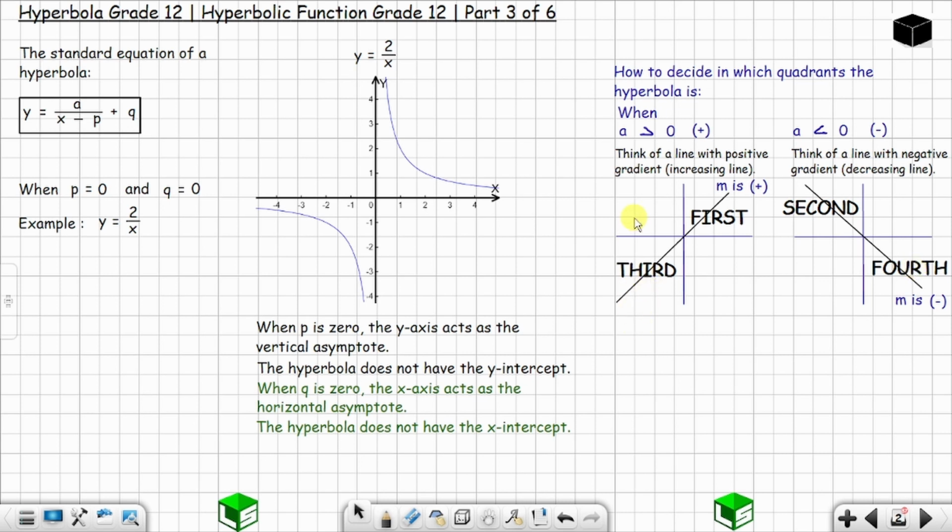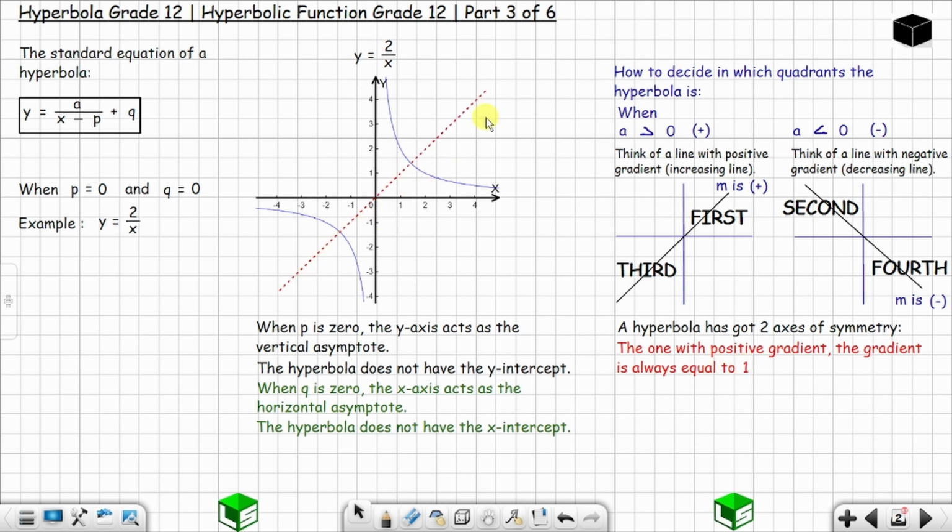Another thing that you have to know about a hyperbola is that a hyperbola has got 2 axes of symmetry. We are going to see that there is one with positive gradient. The gradient is always equal to 1. So you have this, which is the axis of symmetry. The gradient of this line is equal to 1. It is always 1. This is the axis of symmetry, the one with positive gradient.